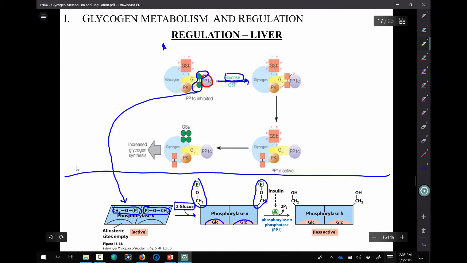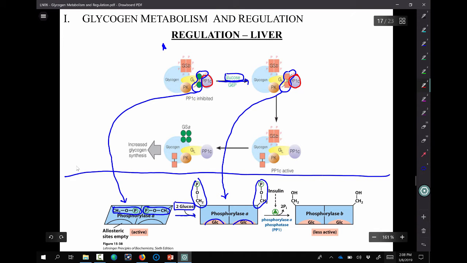That will lead to this, and they denote it by these red little squares to try and illustrate that there has been a conformational change. That will lead to this. Okay, those phosphates will come out. Now, that glycogen phosphorylase, as shown right here, is in complex with PP1C. And when those phosphates pop out, they become a substrate for PP1C. And PP1C will cleave those off.